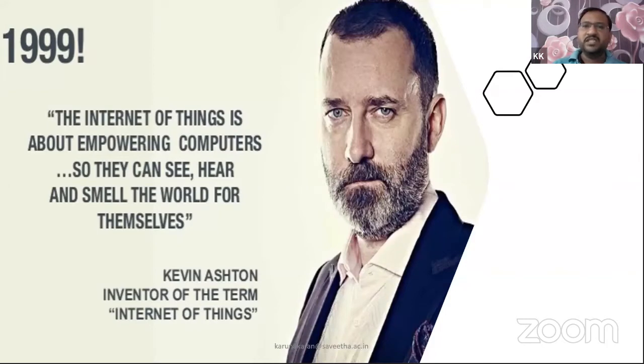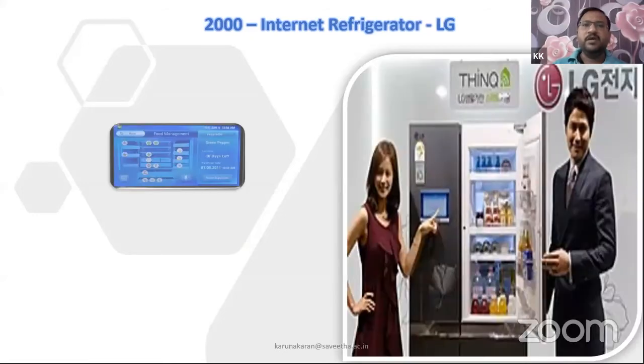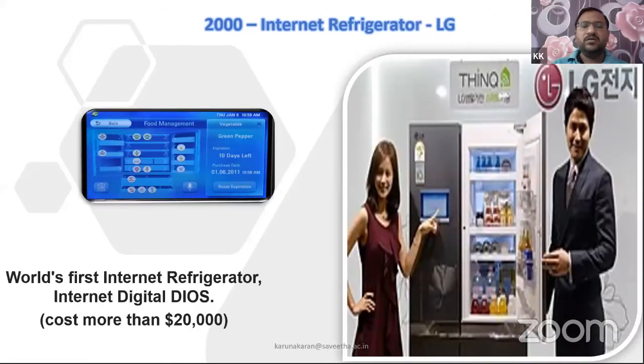So those kind of things are called Internet of Things. This was coined in 1999, way back 20 years back. Can you imagine that LG introduced an internet refrigerator in the year 2000, exactly 20 years back? In 2000 itself, LG company introduced an internet refrigerator.